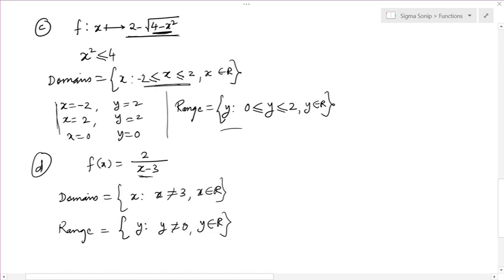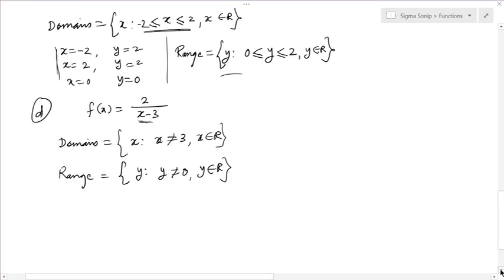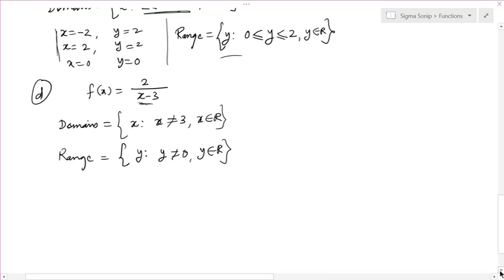And I think we'll stop now, although I can tell you that many times it would not be so easy to find the range and domain. You will need to sketch the graph of a function. So we'll see those kinds of questions later.